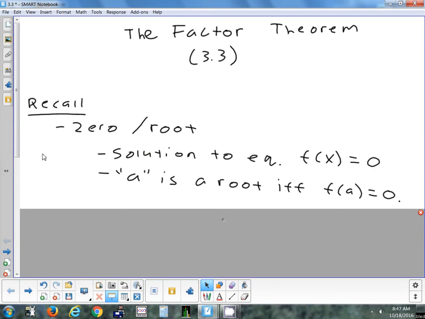All right, so just a reminder, we've said this before, but a zero or a root of an equation is a number that you plug into the equation and get 0. So for example, if I had something like y equals 2x plus 4, the root is negative 2. It's the number that I plug in for x, and I get 0 for y.